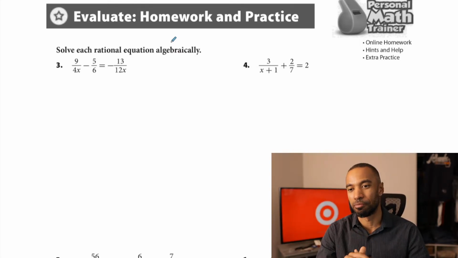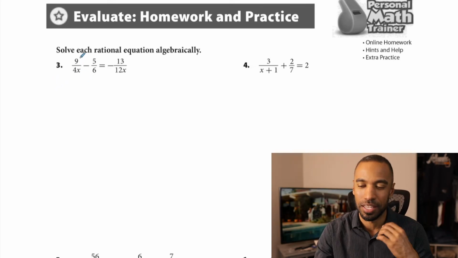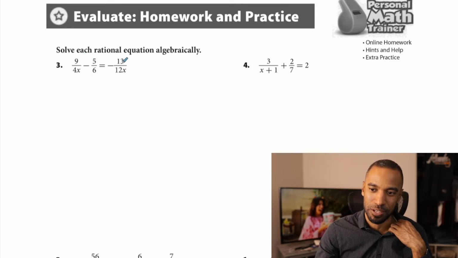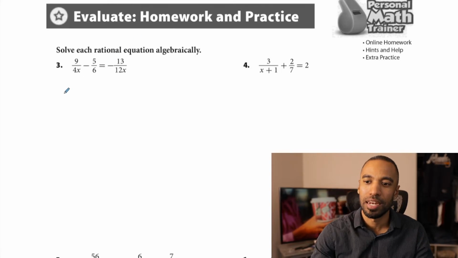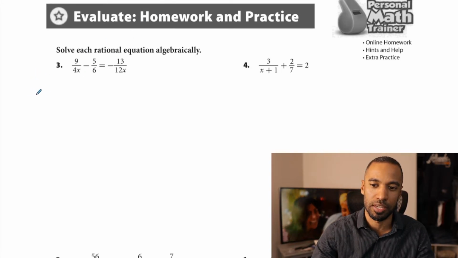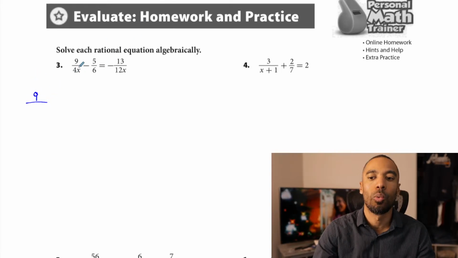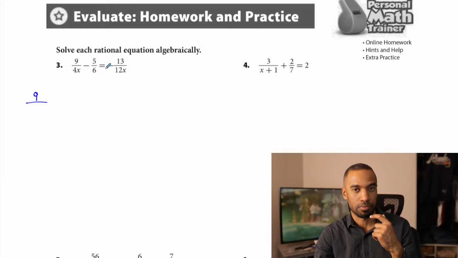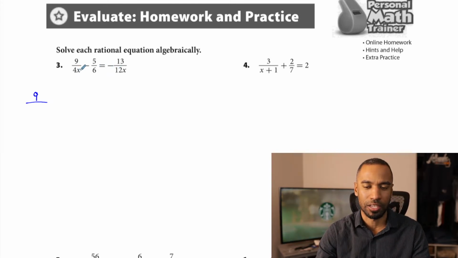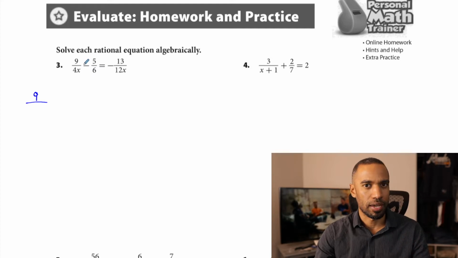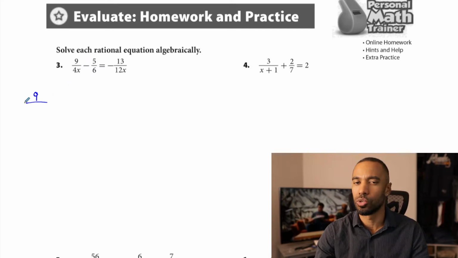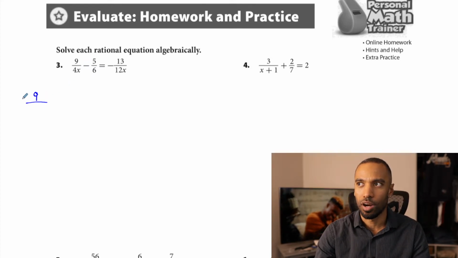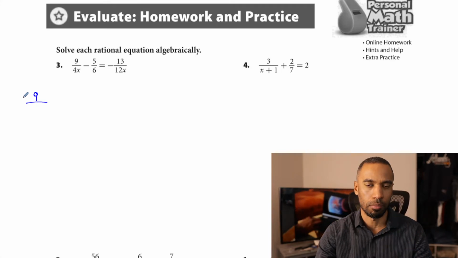All right, guys, I'm going to jump forward with this. We're going to solve these things algebraically: 9 over 4x minus 5 over 6 equals negative 13 over 12x. It helps to do a rewrite for these, because in finding a common denominator, actually, what I'm going to do is factor these. And you're going to ask, how do you factor 4x? One thing I've shown with my students, which has to do with the ones that we did before, is you want to find what's missing to see what you want to multiply by.